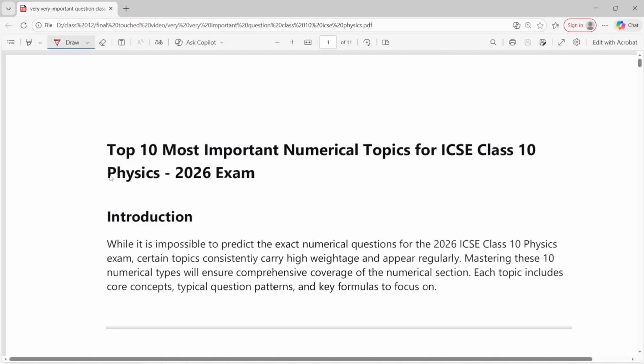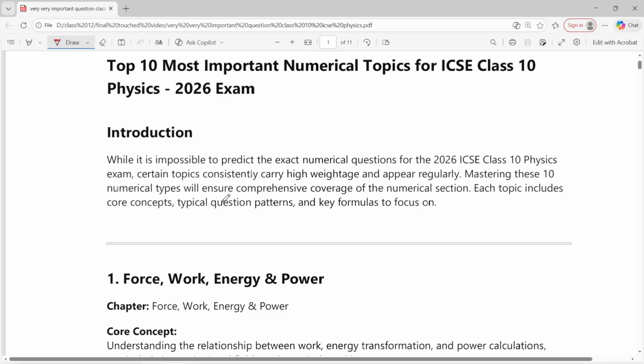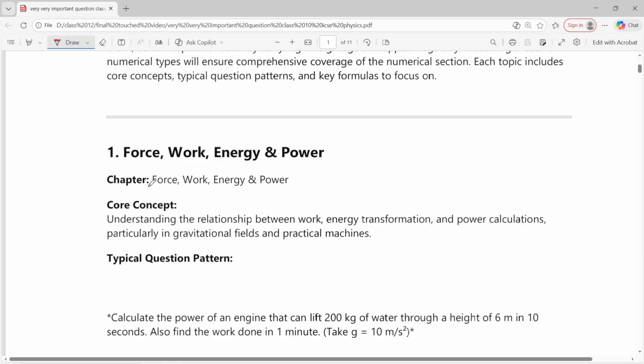So today we discuss the top 10 important numerical topics for ICSE Class 10 Physics in the 2026 exam. Here we discuss chapter-wise, mainly force, work, energy and power. The core concept is understanding the relationship between work, energy transformation and power calculation, particularly in the gravitational field and practical mechanics.